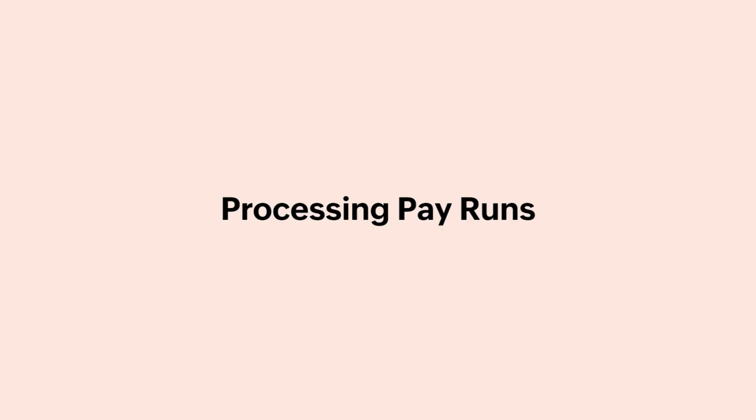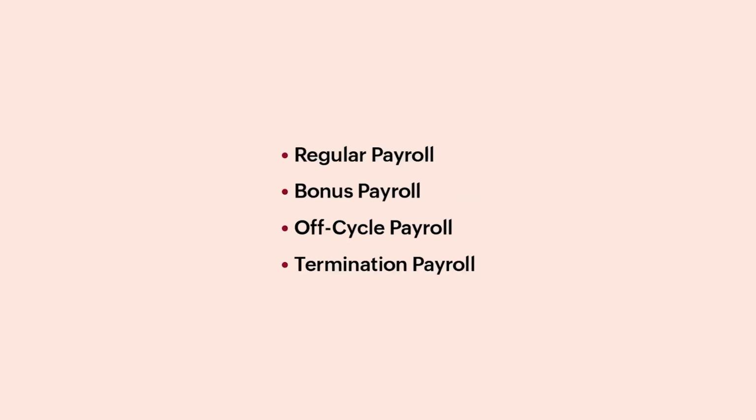Now that you have set up your organization, let's process the first pay run of your employee. Zoho Payroll allows you to handle various payroll types: regular payroll, bonus payroll, off-cycle payroll, termination payroll. Let's look at it one by one. If your organization pays your employees their salaries according to the pay schedule, you can process regular payroll for them.